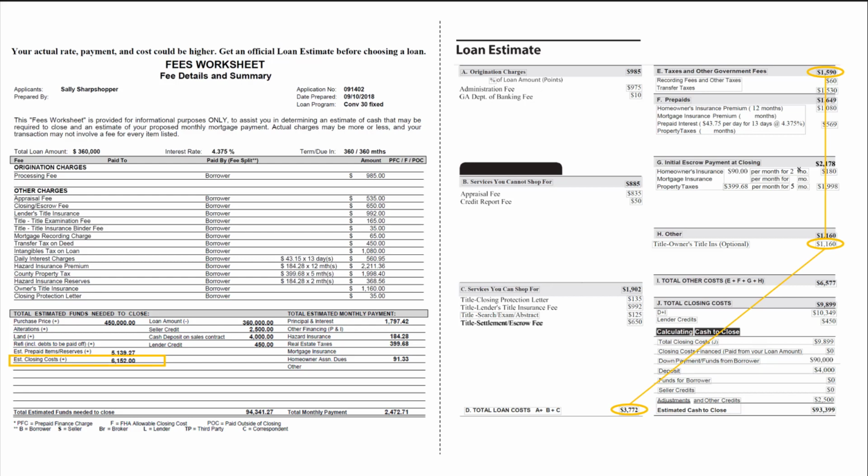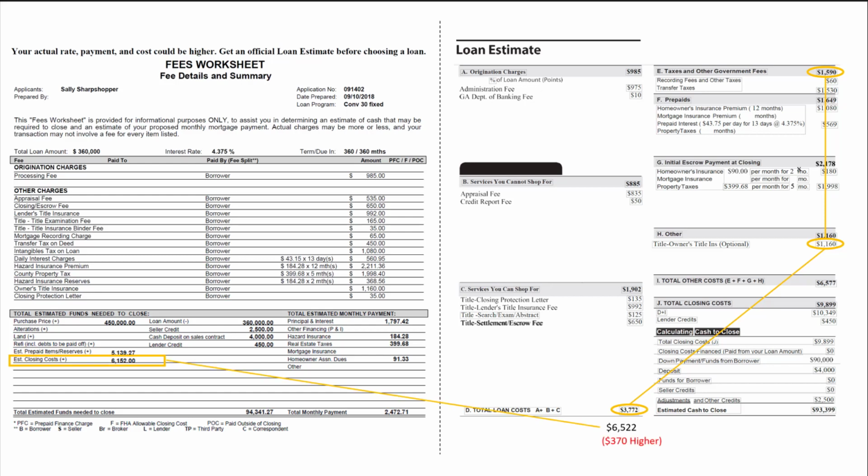So first, note the closing cost figures from the fees worksheet. Then add items D, E, and the owner's title insurance only from item H. In our case, these numbers add up to $6,522, which is $370 more than quoted on the fees worksheet.